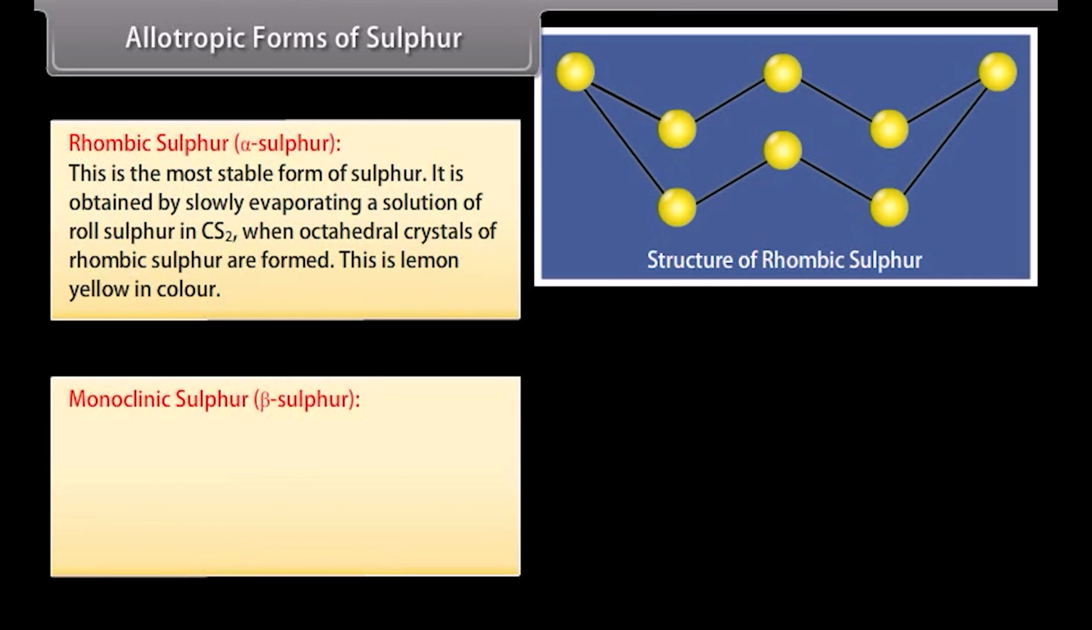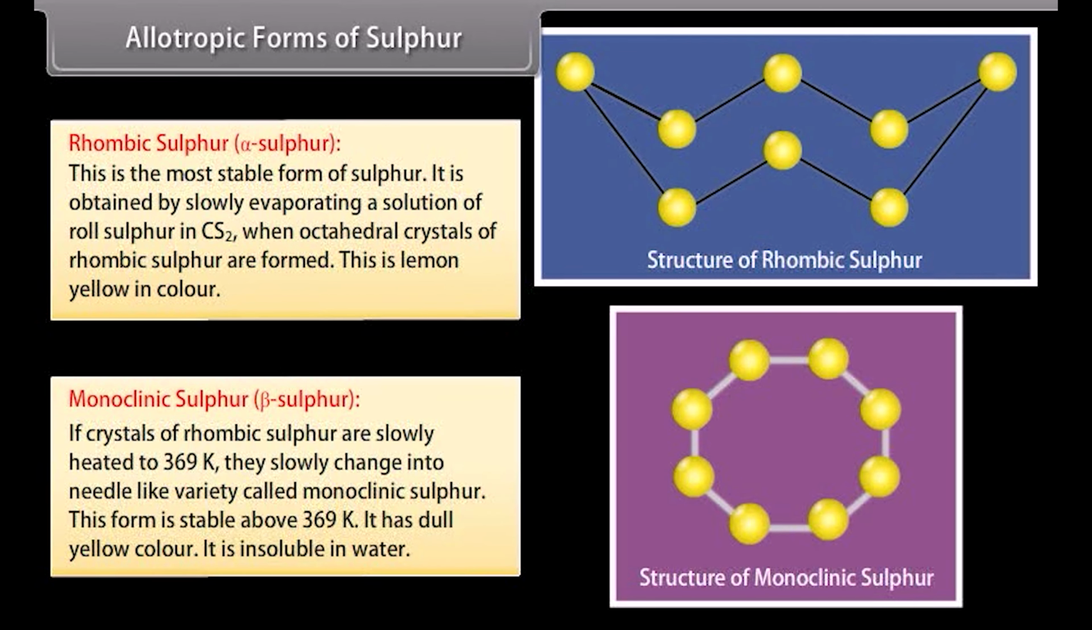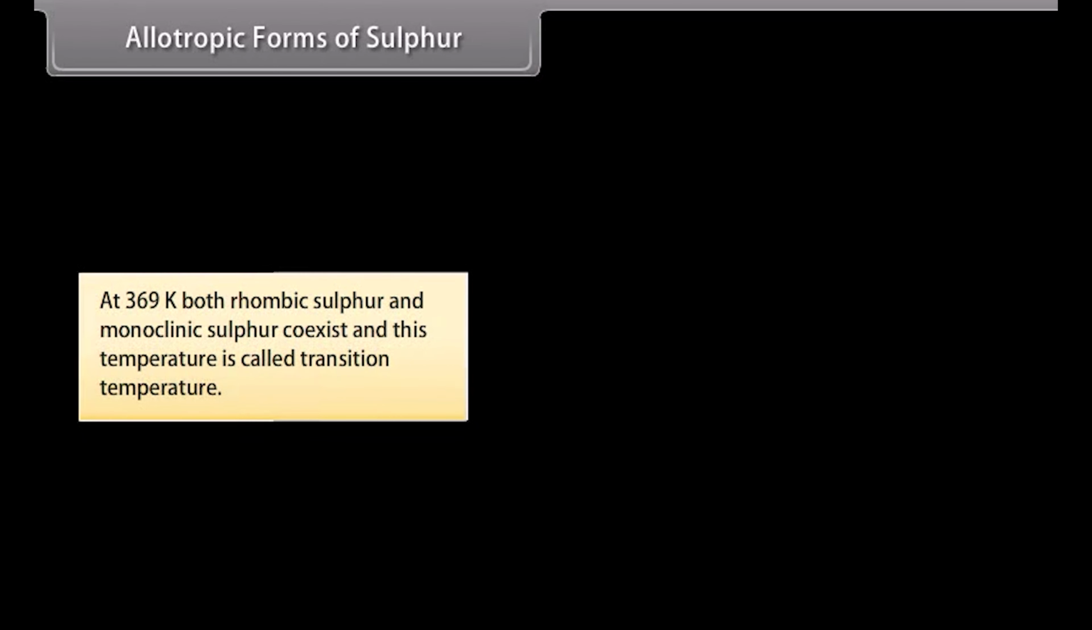Monoclinic sulphur. If crystals of rhombic sulphur are slowly heated to 369 Kelvin, they slowly change into a needle-like variety called monoclinic sulphur. This form is stable above 369 Kelvin. It has a dull yellow color. It is insoluble in water. At 369 Kelvin, both rhombic sulphur and monoclinic sulphur coexist, and this temperature is called the transition temperature.